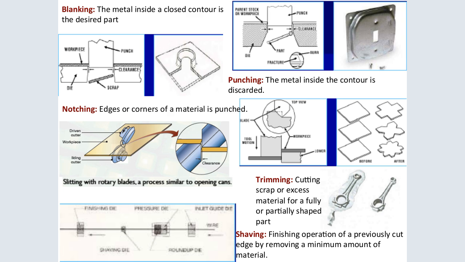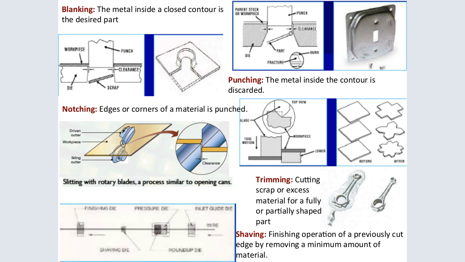Okay. Now you can see the blanking is also there, the process of blanking. The blanking cuts metal inside a closed contour in the desired part. You normally have a surface that is already formed with patches, and then they can form that shape, or the shape of something that you need.